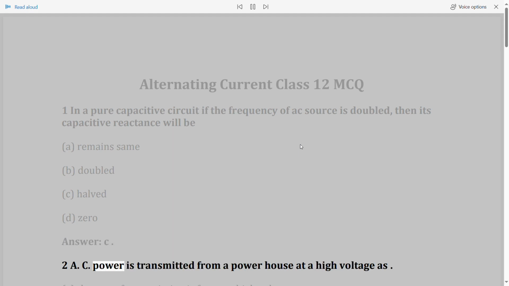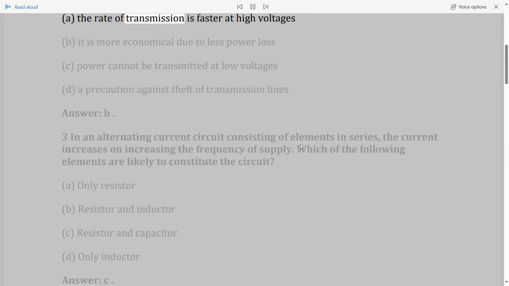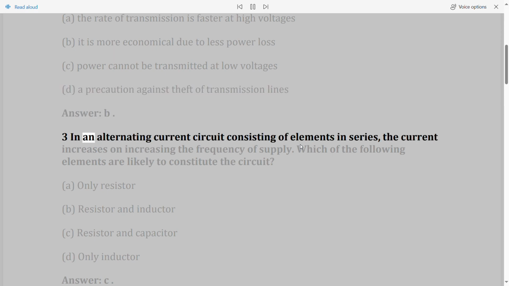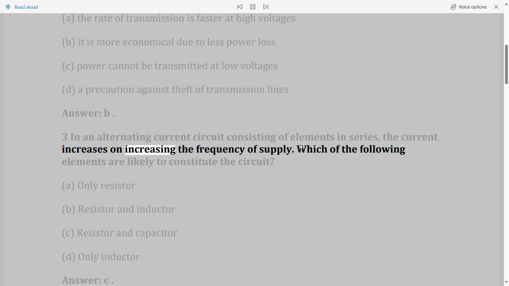2. In AC, power is transmitted from a powerhouse at a high voltage as: A, the rate of transmission is faster at high voltages; B, it is more economical due to less power loss; C, power cannot be transmitted at low voltages; D, a precaution against theft of transmission lines. Answer B.